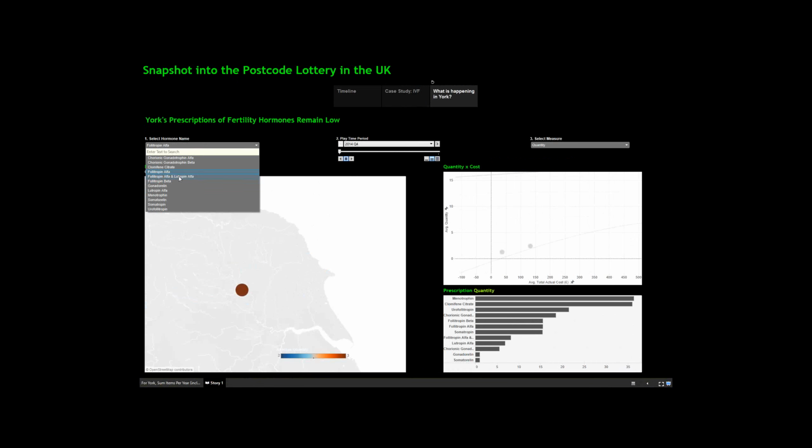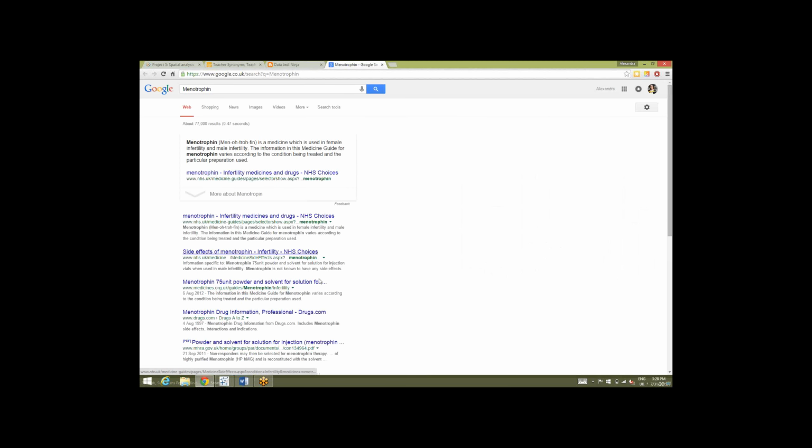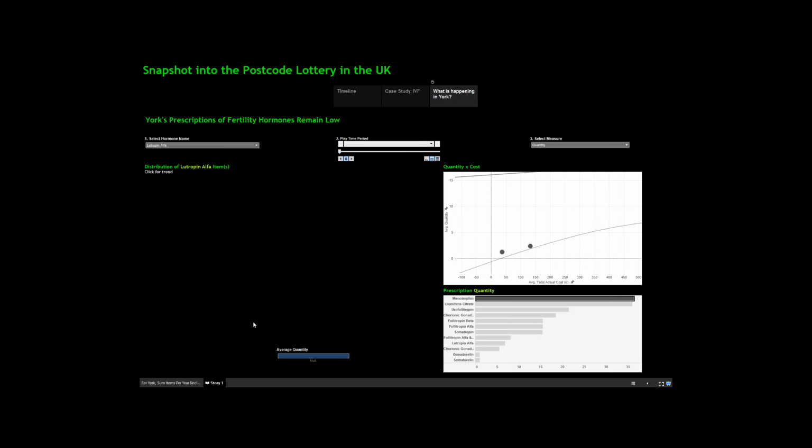And this needs more information to know which drug you could use yourself, or whoever needs the fertility treatment. If you click on the bar chart, this will open up the Google search engine and tell you more about the drug itself.